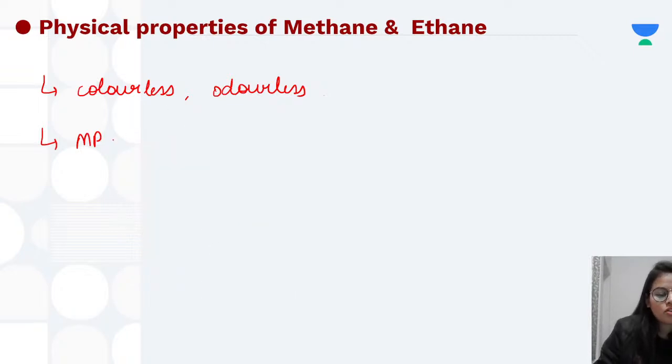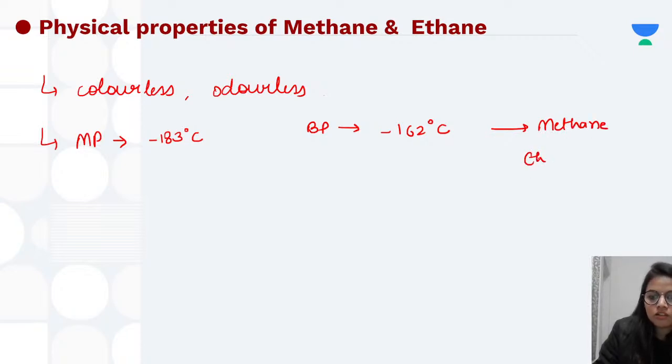So the melting point of methane is minus 183 degrees Celsius. The boiling point is minus 162 degrees Celsius. So this is the case of methane. Talking about ethane, we have a melting point of minus 172 degrees Celsius, the boiling point being minus 89 degrees Celsius.